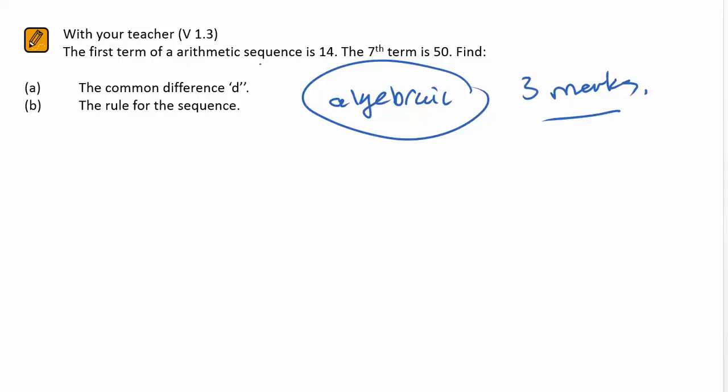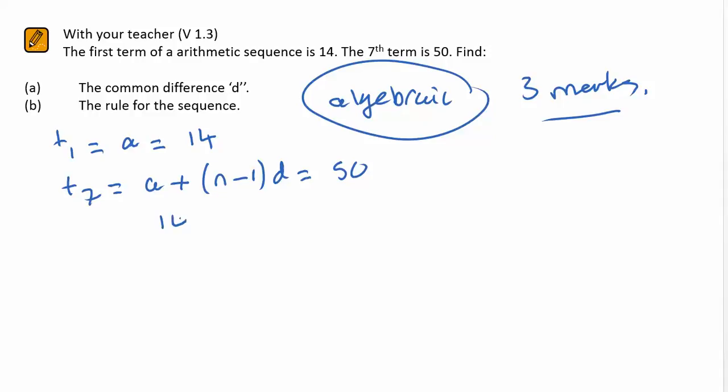Now, I know two things about this question. I know the first term and the seventh term. So I'll write down what I know. So that's the first term, 14. Seventh term is 50. So I've got 14 plus (n minus 1) d, where d is the difference, is equal to 50.